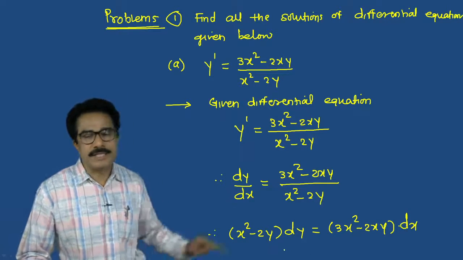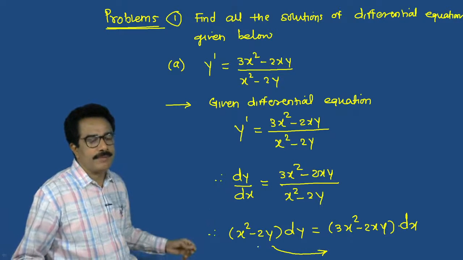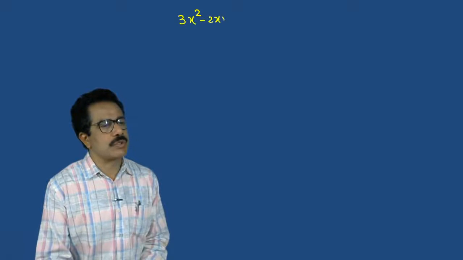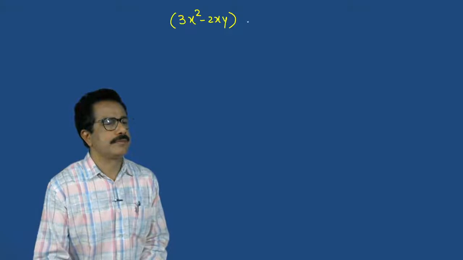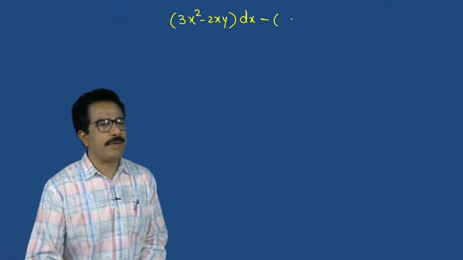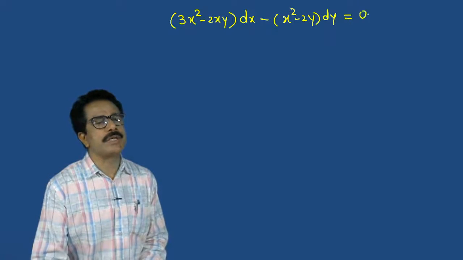Now you can take this term on the left side, so it will be minus. Therefore, we can write (3x² − 2xy) dx − (x² − 2y) dy = 0.